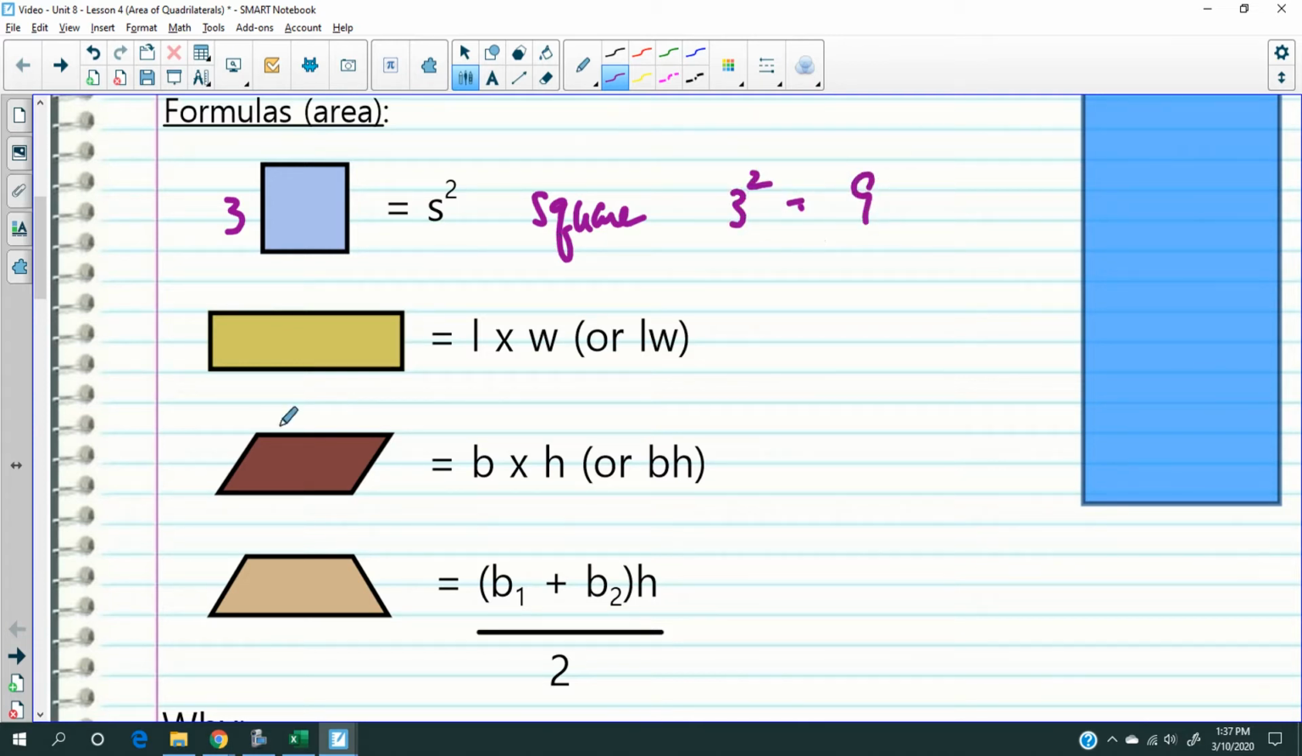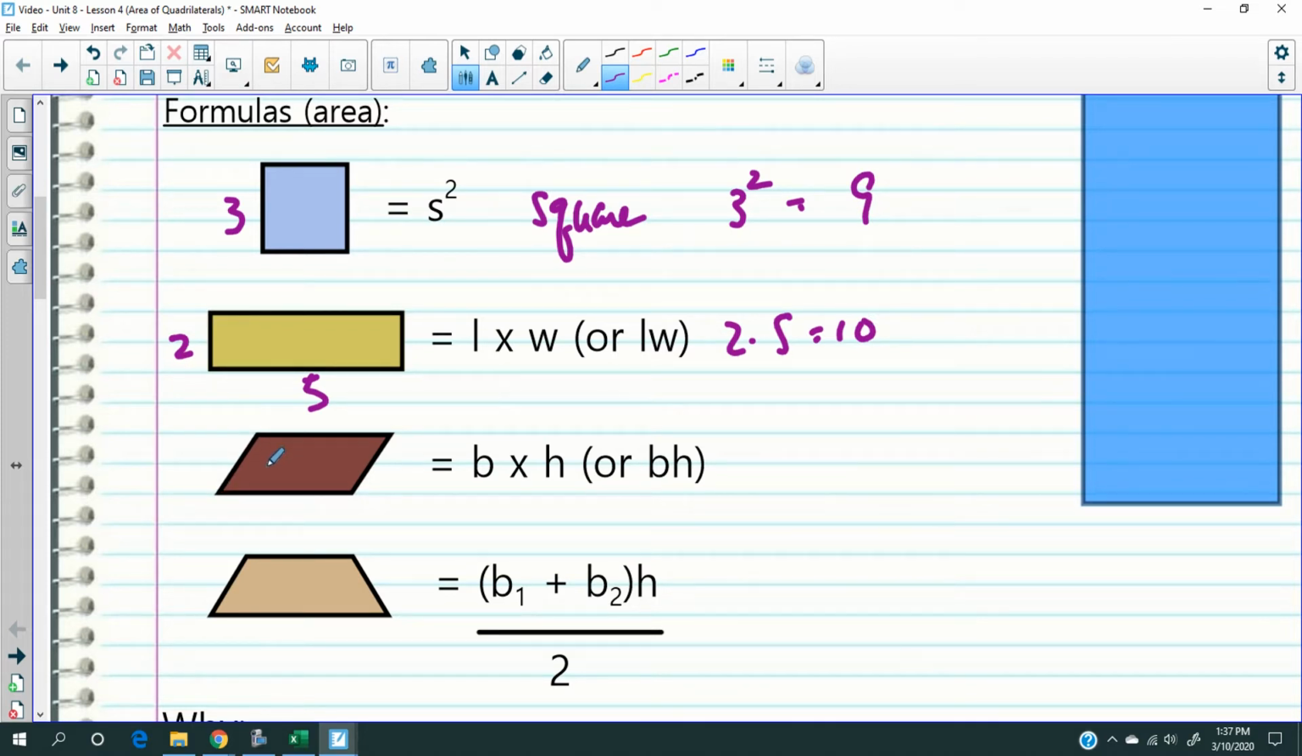Second one, here we have a rectangle. The area of a rectangle is length times width. So for example, if the length is 5 and the width is 2, you would get 2 times 5, and that would be 10. Third, we have a parallelogram.